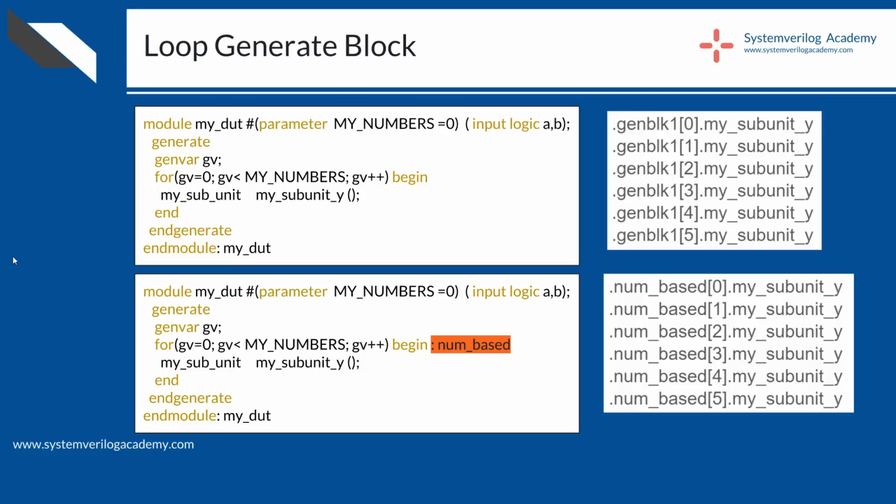The genvar is used as an integer during elaboration to evaluate the generate loop and create instances of the generate block. But remember that the genvar does not exist at simulation time, and therefore, a genvar should not be referenced anywhere other than in the loop generate construct.